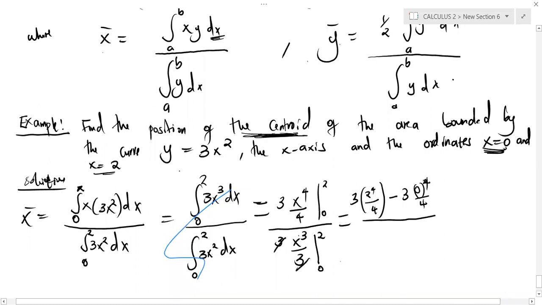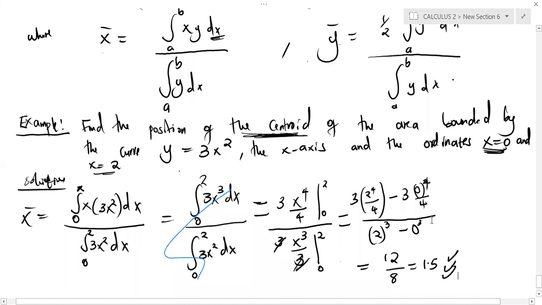So the 3s and the 4s cancel out, and I have x cubed, so that is 2 raised to power 3 minus 0 raised to power 3. And if we evaluate that, what do we get? 2 raised to power 4 is 16, the numerator gives 12, all divided by 2 cubed, which is 8. And this will give us 1.5. This is the value for our x bar.